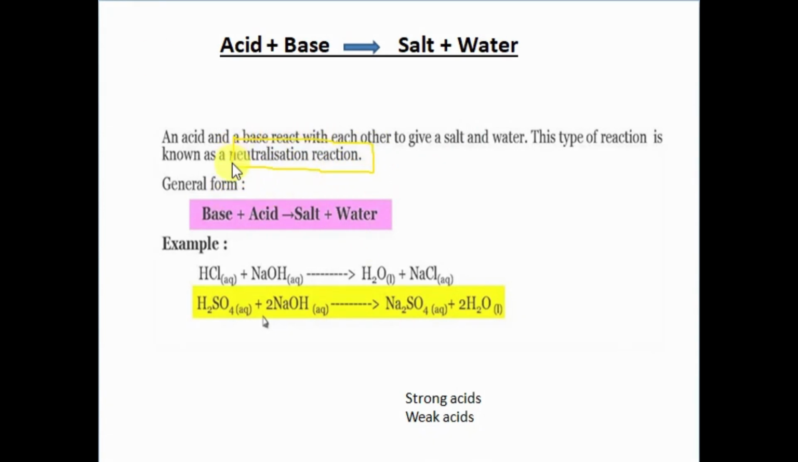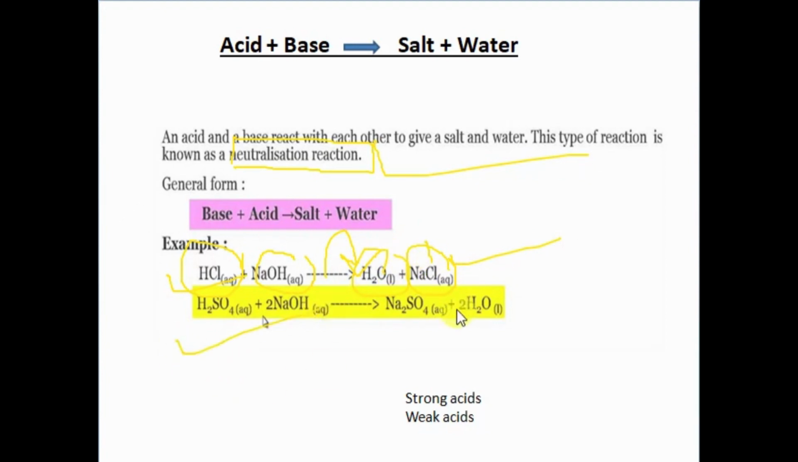Okay, so acid plus base will give salt plus water. This reaction is also called a neutralization reaction. So this is an example: HCl is an acid, NaOH is a base. This will react to form H2O and NaCl. So NaCl is the salt and this is water.